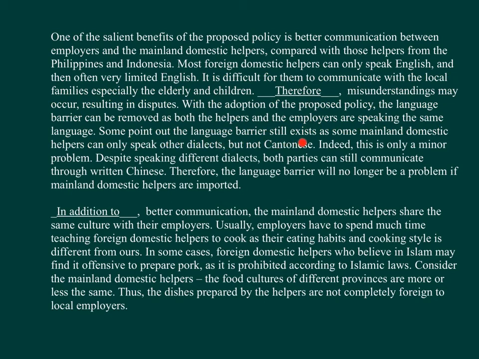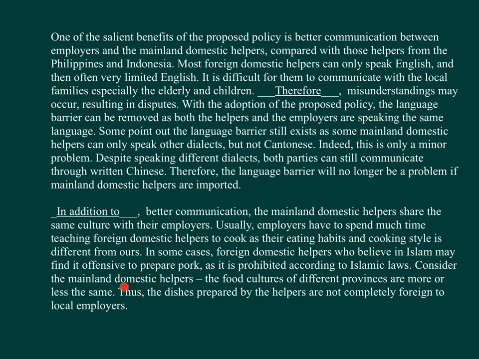Some point out the language barrier still exists as some mainland domestic helpers can only speak other dialects, but not Cantonese. Indeed, this is only a minor problem. Despite speaking different dialects, both parties can still communicate through written Chinese. Therefore, the language barrier will no longer be a problem if mainland domestic helpers are imported. In addition to better communication, the mainland domestic helpers share the same culture with their employers. Usually, employers have to spend much time teaching foreign domestic helpers to cook as their eating habits and cooking style are different from ours. In some cases, foreign domestic helpers who believe in Islam may find it offensive to prepare pork, as it is prohibited according to Islamic laws.